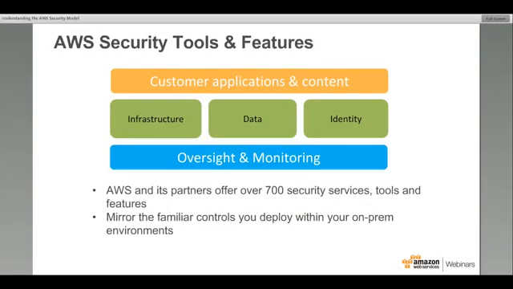So we're going to go into a few more tools and a few more features here. One thing to understand is it's not just AWS and our services and features that you can leverage. We also have a rich partner ecosystem, and together we have over 700 security services, tools, and features available both directly from AWS, from our partners within the marketplace, and from our partners directly. And you have the ability to mirror all the familiar controls you're looking for from your on-prem environments in AWS.